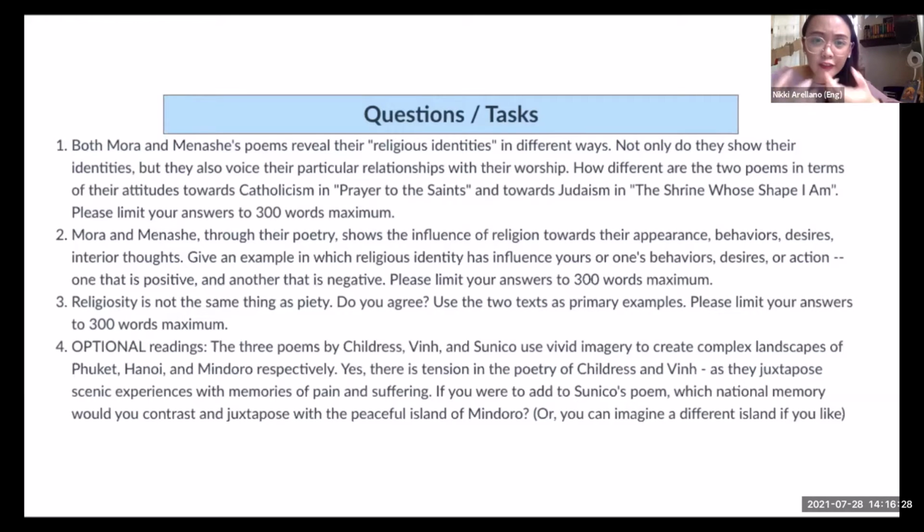If you look at the questions, for example, number 1 is more of a compare and contrast of 2 poems. And number 2 is more of a personal question. Give an example in which religious identity has influenced your behavior, things like that. Number 3 is more of an argumentative question. And number 4 is more of a creative question where they're asked to add to a particular poem.